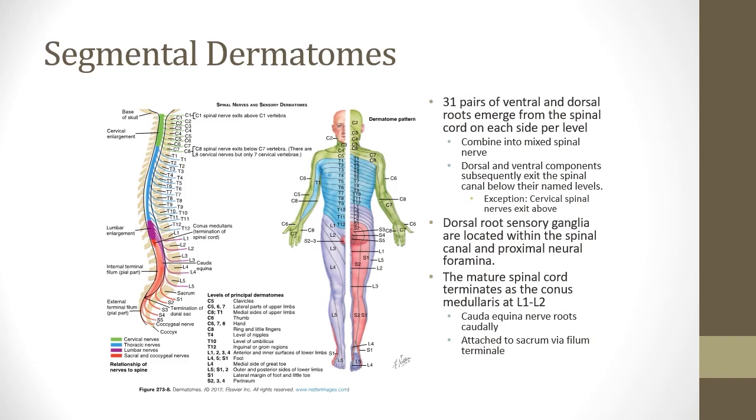The spinal cord nuclei and white matter tracts are somatotopically organized according to modality. Although a vast majority of neuronal cell bodies within the gray matter are interneurons, specific nuclei, as defined topographically, correspond to specific functionality. 31 pairs of ventral and dorsal roots emerge from the spinal cord on each side, combining into a mixed spinal nerve. Dorsal and ventral components exit the spinal canal below their correspondingly named levels, except in the cervical spine, in which they exit above. Dorsal root sensory ganglia are located within the spinal canal and proximal neural foramina.